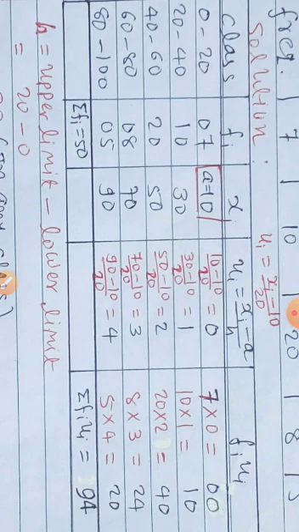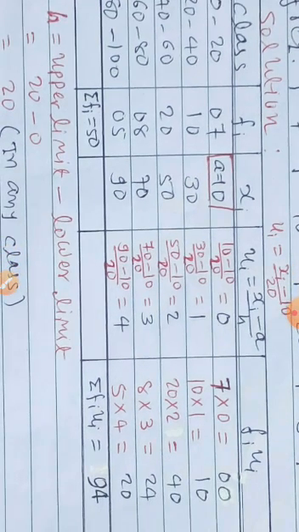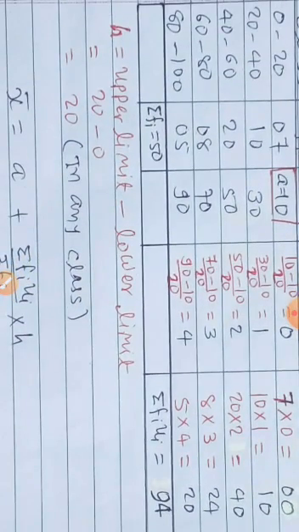You can verify, that is 94, and fi's total is 50. So we found both required summations, sigma fiui and sigma fi. I told you we always take the sum of 2 columns, the second column and the last column. The second column is fi, the last column is the required fiui. So both summations we already found, so the table is complete.